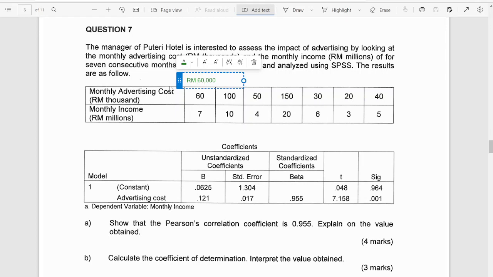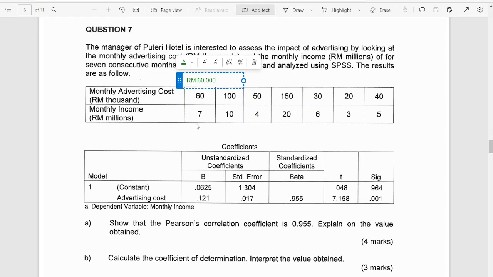Okay, this is very important because later on, normally in the last question where you have to predict, they give you a value of X and then you need to substitute the value of X in an equation. You need to be very, very careful in terms of what value you want to substitute in the equation. So are you going to substitute 60,000 or just 60? You have to be very careful in this sense.